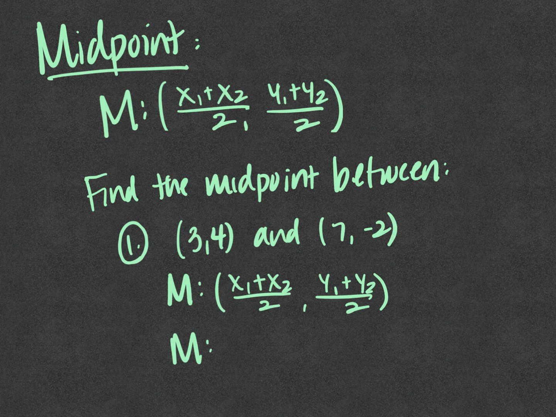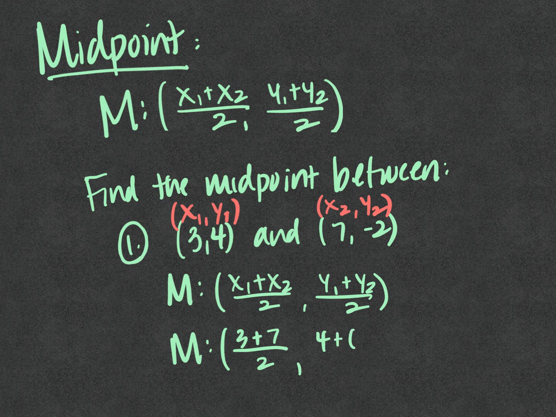Before you continue, you should label your points. A lot of students do this, better to label x1, y1, x2, y2. You know that's what it is, but have you ever stuck it in the wrong place by accident? So that'll help deter that. So x1 would be 3 plus x2 is 7 over 2, and y1 is 4 plus y2 is negative 2 over 2.